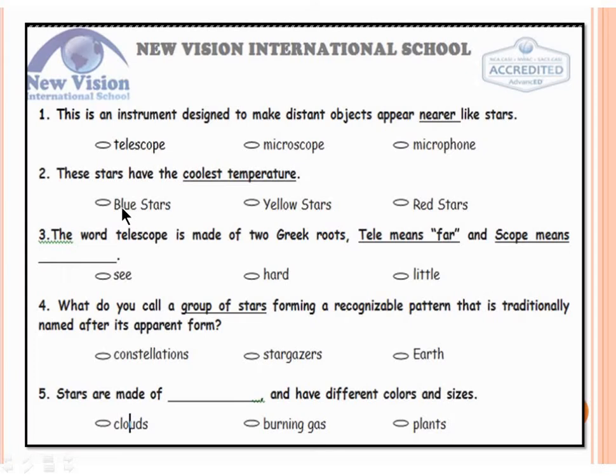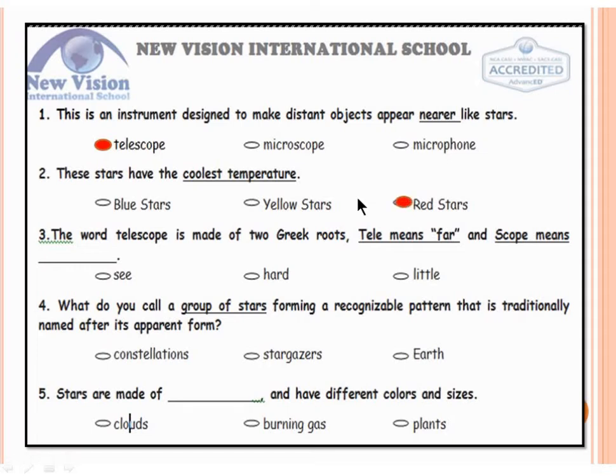Now, let's answer the activity. Number 1. What do you call an instrument designed to make distant objects appear nearer like stars? Is it a telescope, microscope, or a microphone? Did you say telescope? Correct. Number 2. These stars have the coolest temperature. Is it the blue, the yellow, or the red?